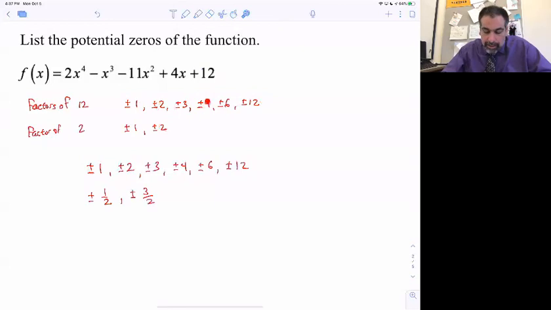As you keep looking, the rest of these are even. When I put them over 2, they're going to simplify. The 4 over 2 is going to give me the 2s. The 6s over 2 is going to give me 3s. And the 12 over 2 is going to give me 6s. We already have those listed.